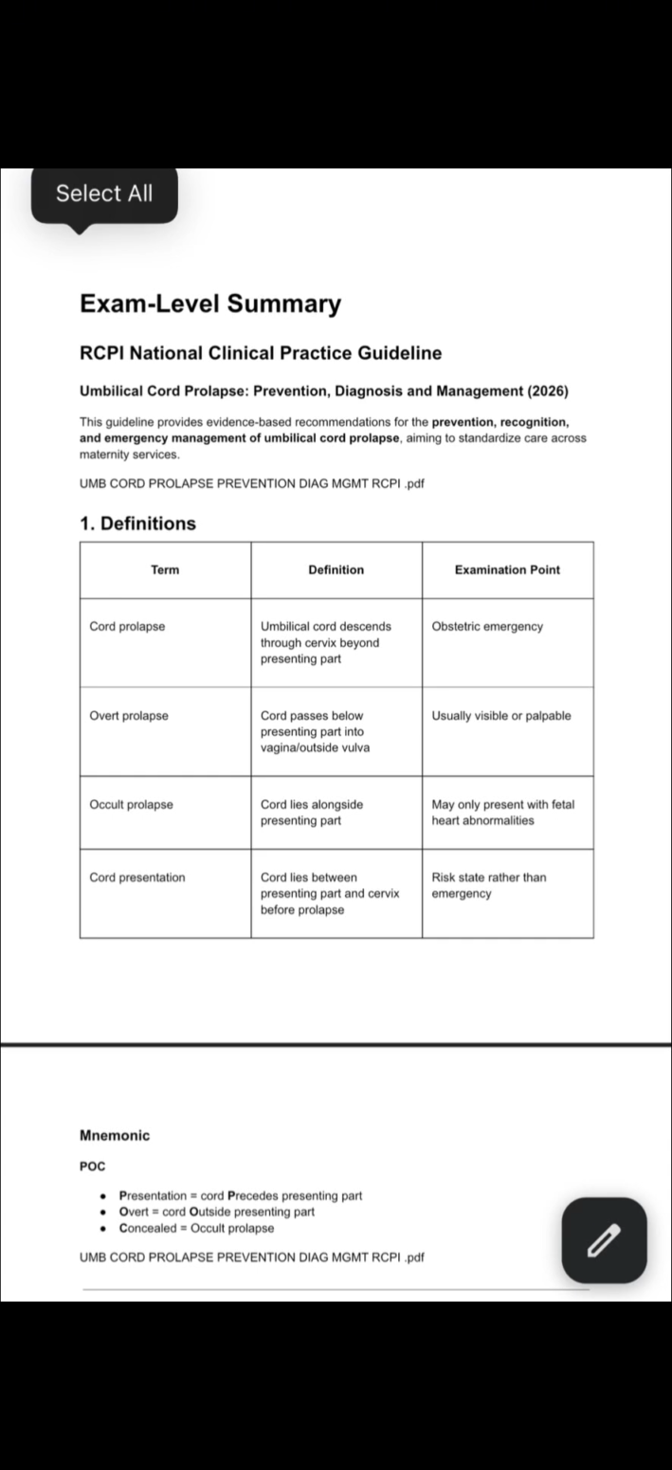It is a risk state rather than an actual emergency. So this is the key difference between prolapse and cord presentation. So the mnemonic POC is a good tool to help you memorize these key differences. Presentation, that is, cord precedes the presenting part. Overt is when the cord is outside the presenting part, and concealed is when occult prolapse happens.